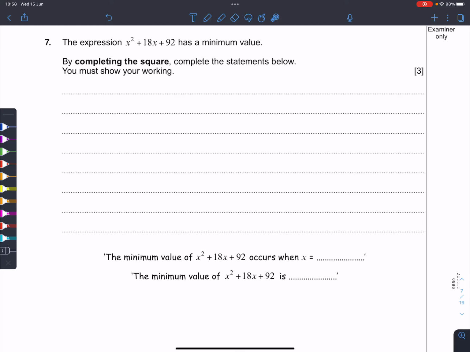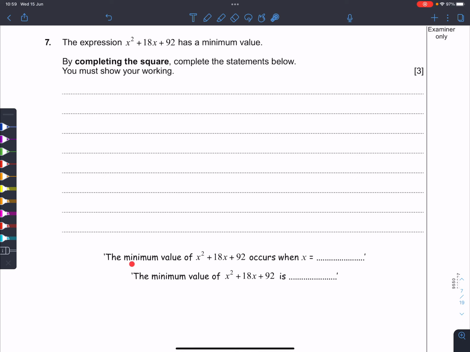Okay, so this is question 7 on the 2018 WJEC additional maths paper. The expression x squared plus 18x plus 92 has a minimum value. Well, that's pretty clear because it will come from a parabola, which will always have a minimum value of some sort. By completing the square, complete the statements below. You must show your working.